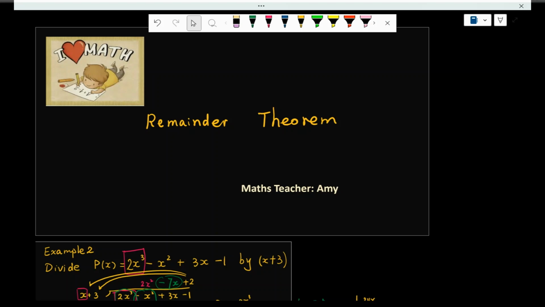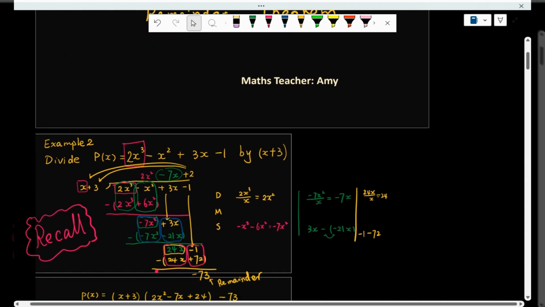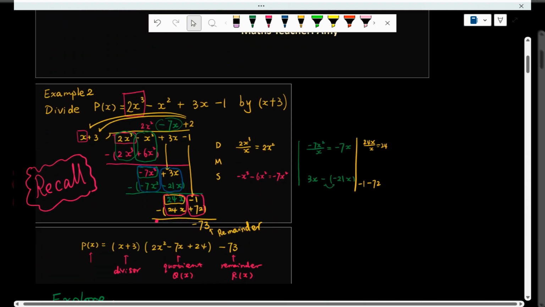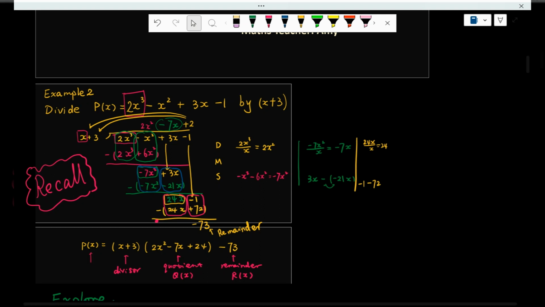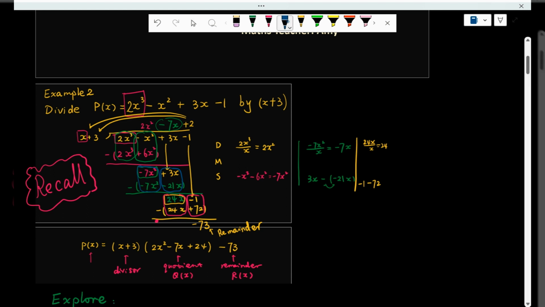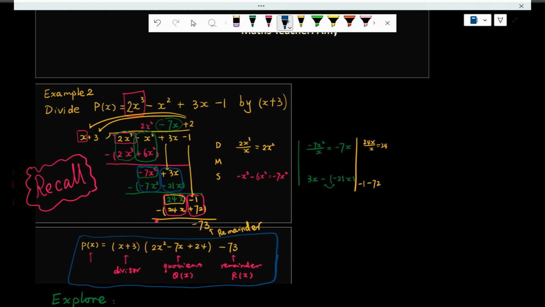Today we are going to look at the remainder theorem. First, let's recall the example we covered in the previous video. So we have p of x divided by x plus 3, and we received the result, which is here. Now we are going to focus on the divisor x plus 3 and the remainder, and explore some relationships between them.